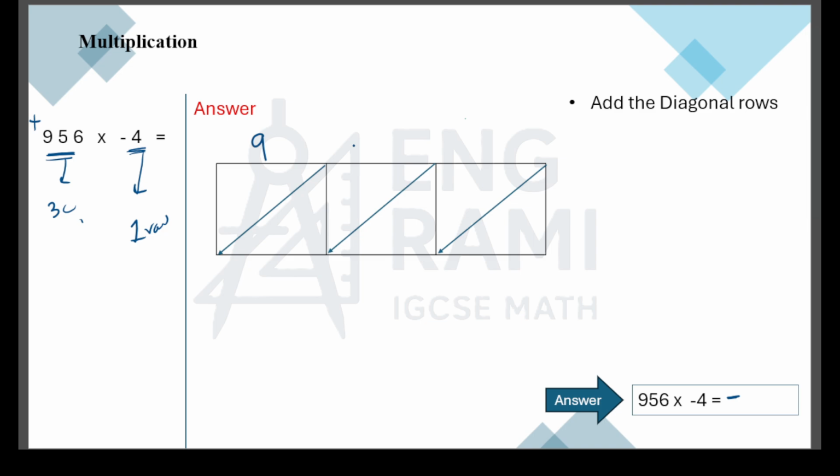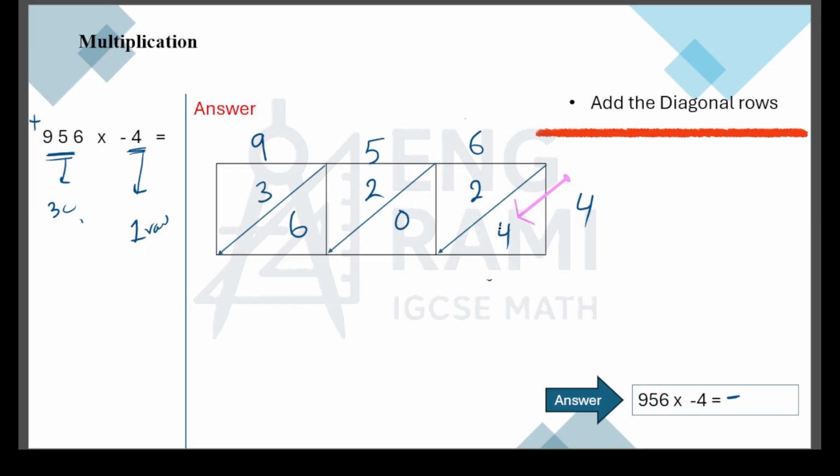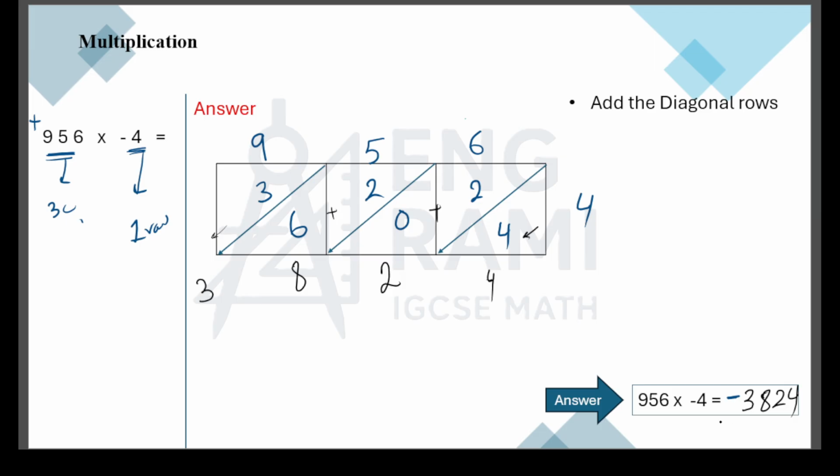So write 9, 5, 6 times 4. 6 times 4 equals 24. 5 times 4 equals 20. 9 times 4 equals 36. Add the diagonal rows. This equals 4. 2 plus 0 equals 2. And 2 plus 6 equals 8. And here there is nothing to add. And 3. So our final answer is negative 3,824.